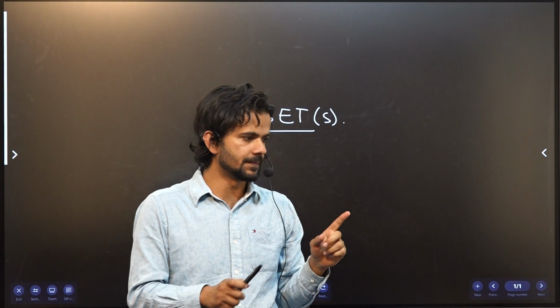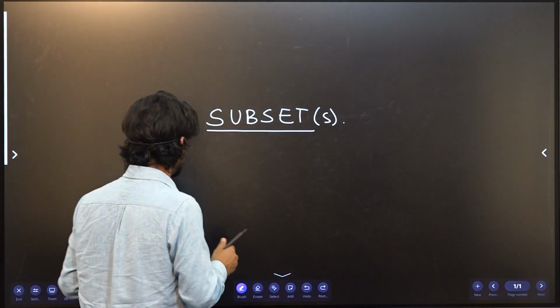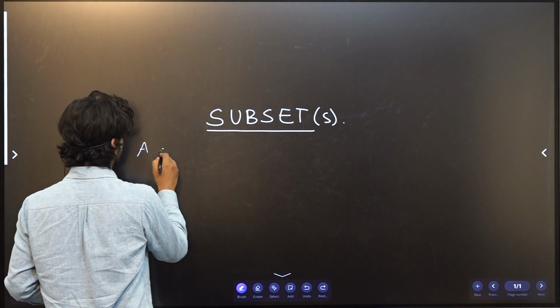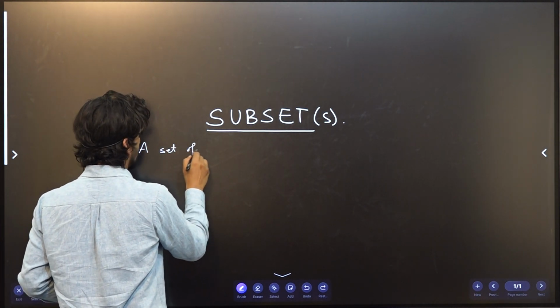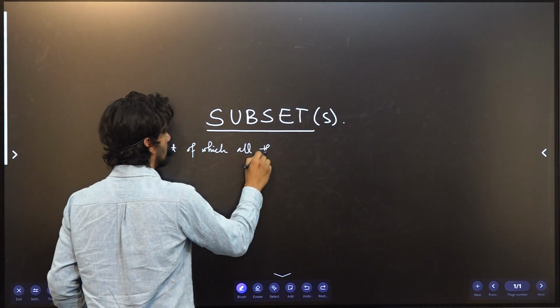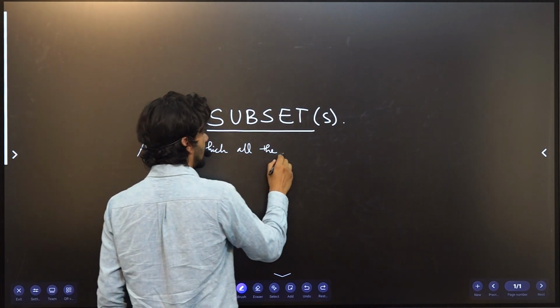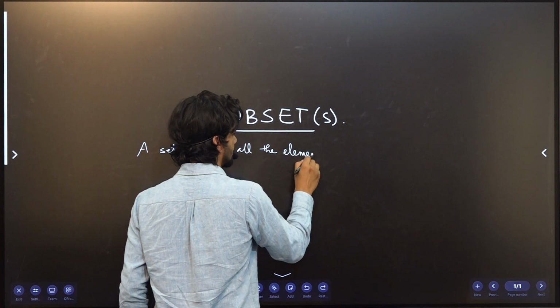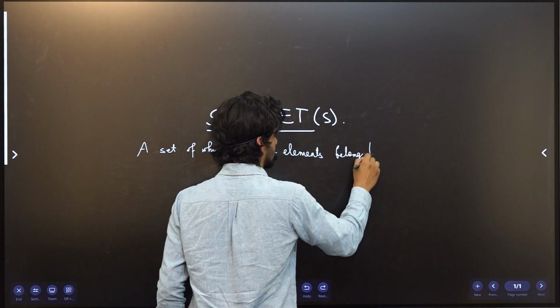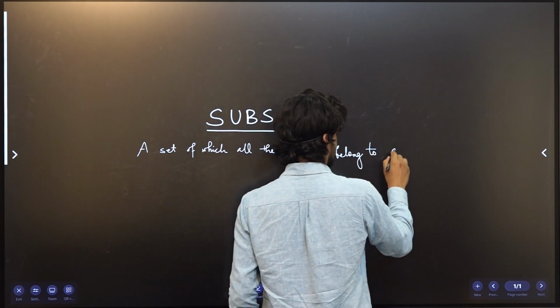A set of which all the elements belong to another set.